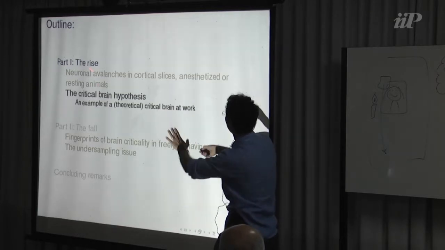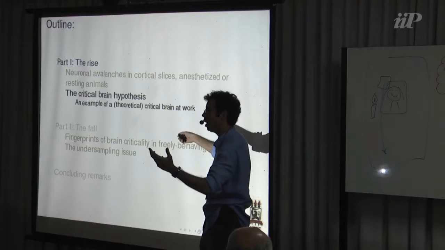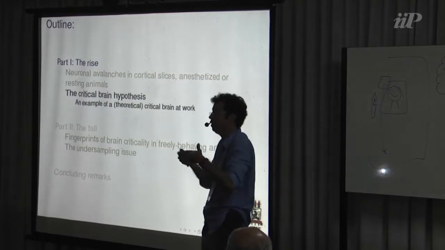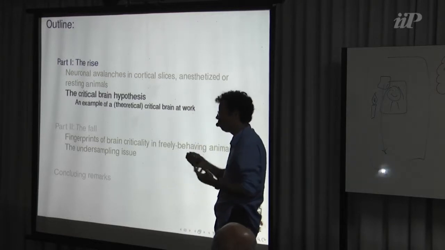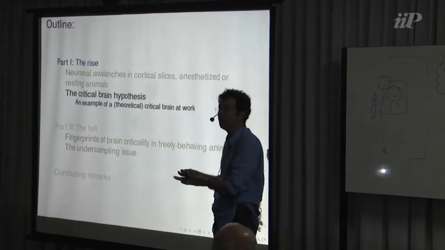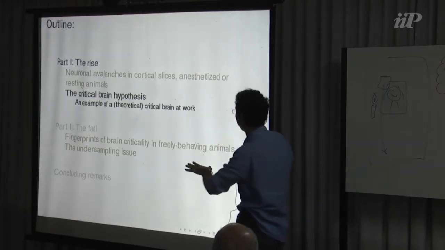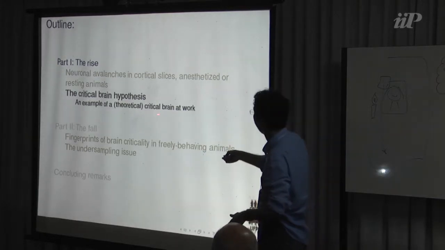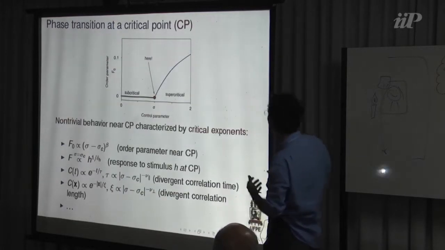The rationale behind the critical brain hypothesis is that if the brain were critical, it would have very nice features. So do brains have nice features that we can check and compare with critical systems? Let me show you an example. This is first a theoretical critical brain, and we try to see if there's anything in common with reality.